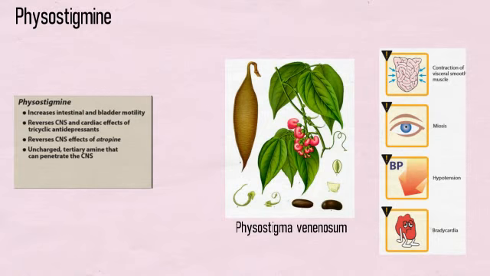And these are the adverse effects of physostigmine. You have to keep in mind that all of these are the adverse effects of parasympathetic overstimulation.